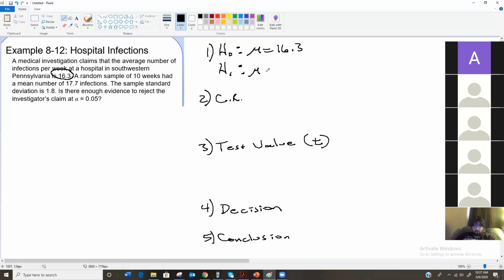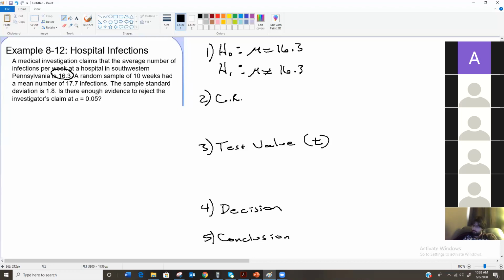Is it not equal? Does it ever say greater than or less than? No, ma'am. Nope. So you are correct. It's a not equals. So that's perfect. Okay. And again, that has to be the 16.3. We don't want to throw in that 17.7 yet. We don't use that till we get down here. So his claim is that it's not 16.3.